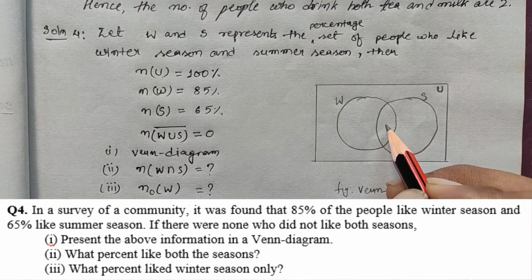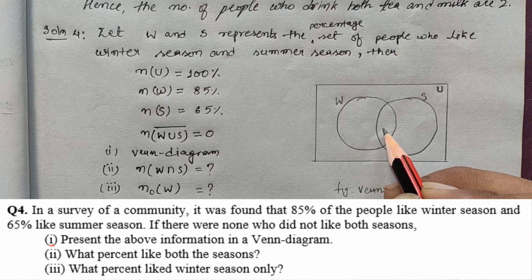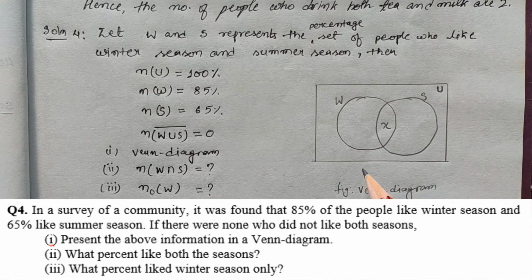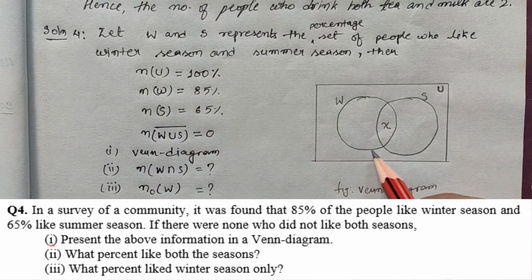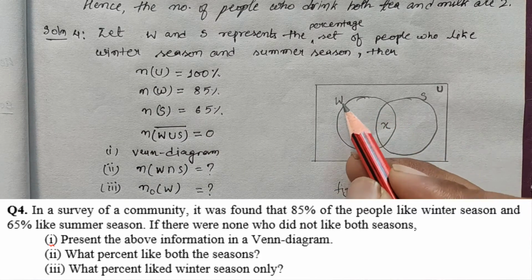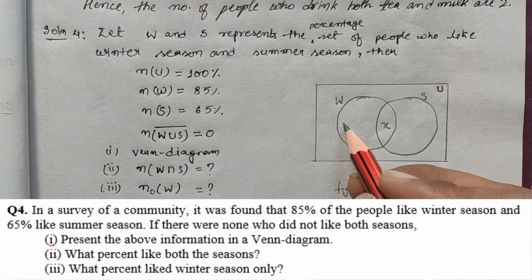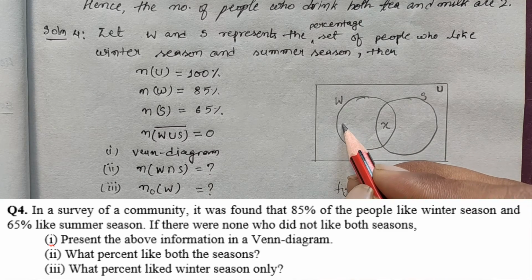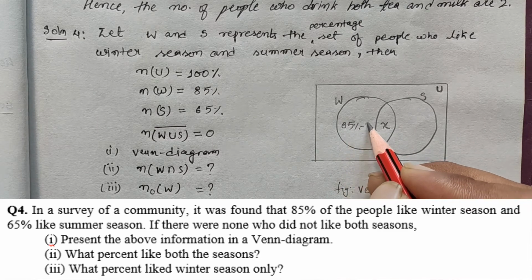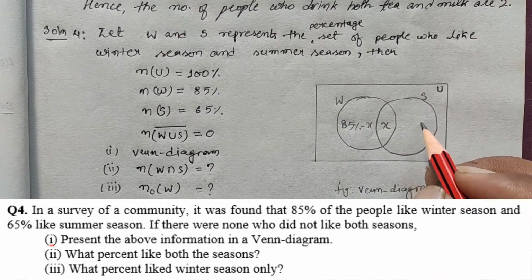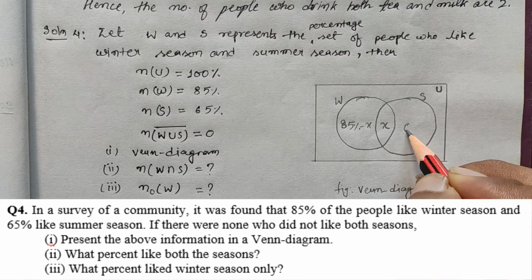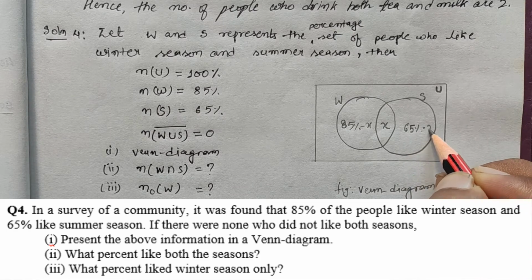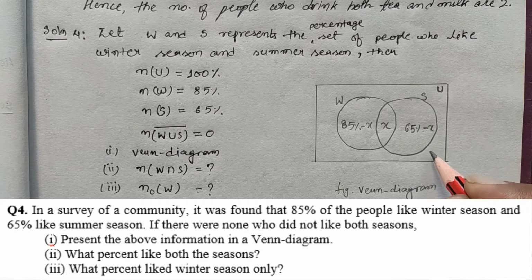First we will write the intersection. The intersection is not given here, we have to find it, so let it be X. Set W is 85%, so this total is 85%, but X is here, so n(only W) is 85% minus X. In this way you have to write. And n(S) total is 65%, so if X is here, then n(only S) is 65% minus X. And the complement is 0, so you don't need to write it here now. It is already 0.